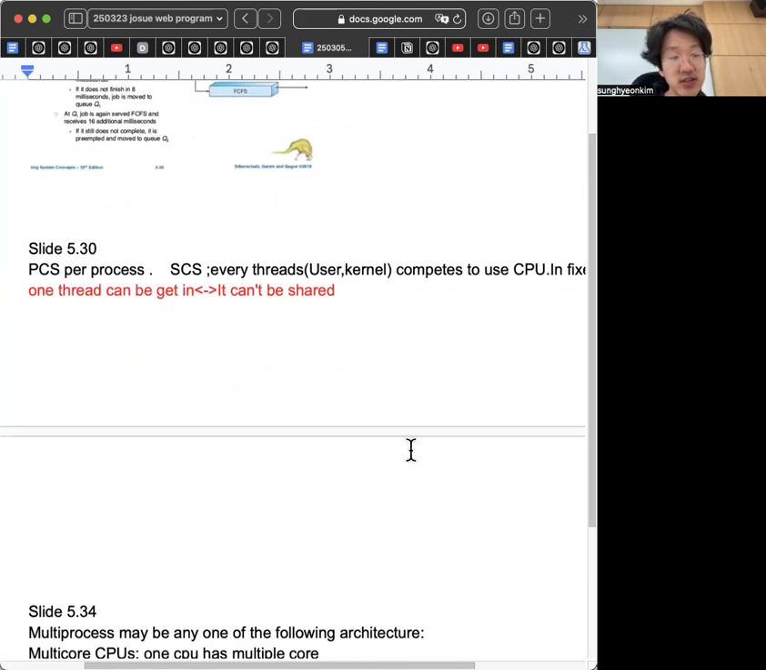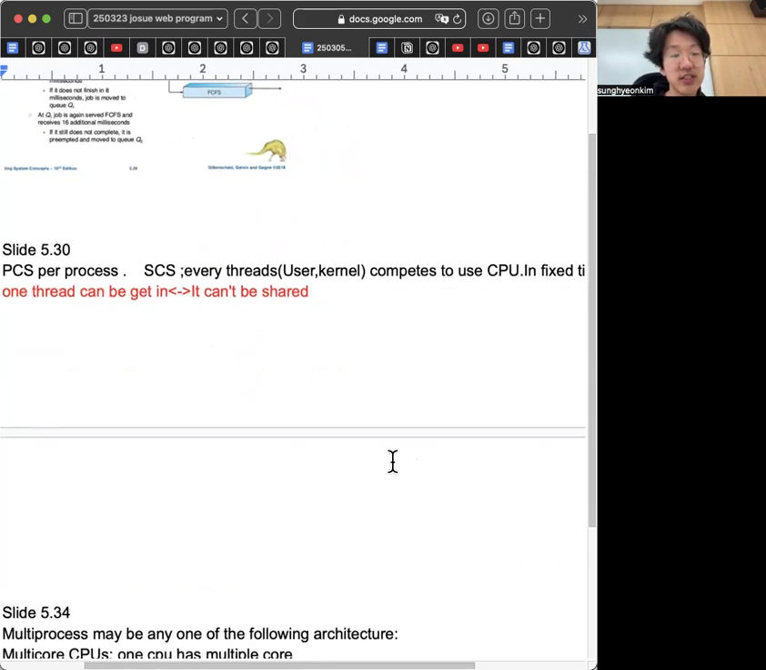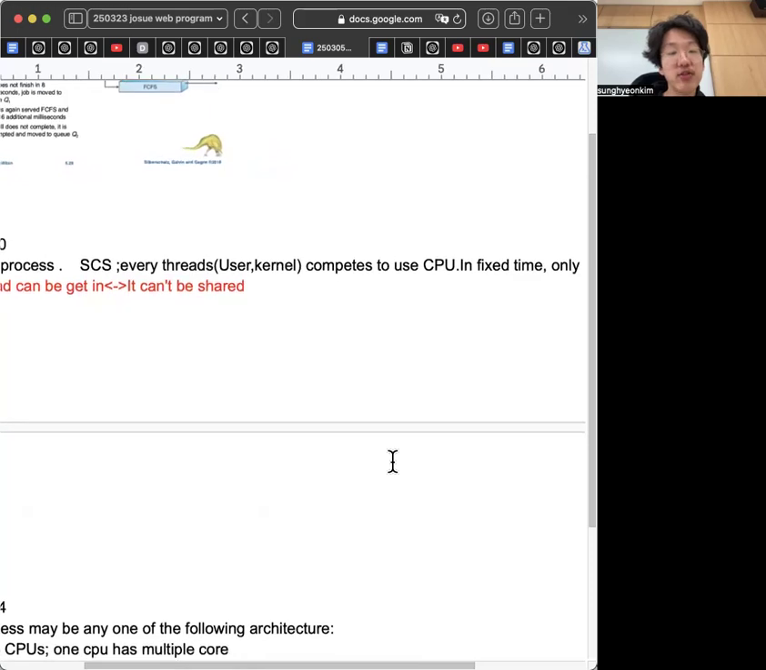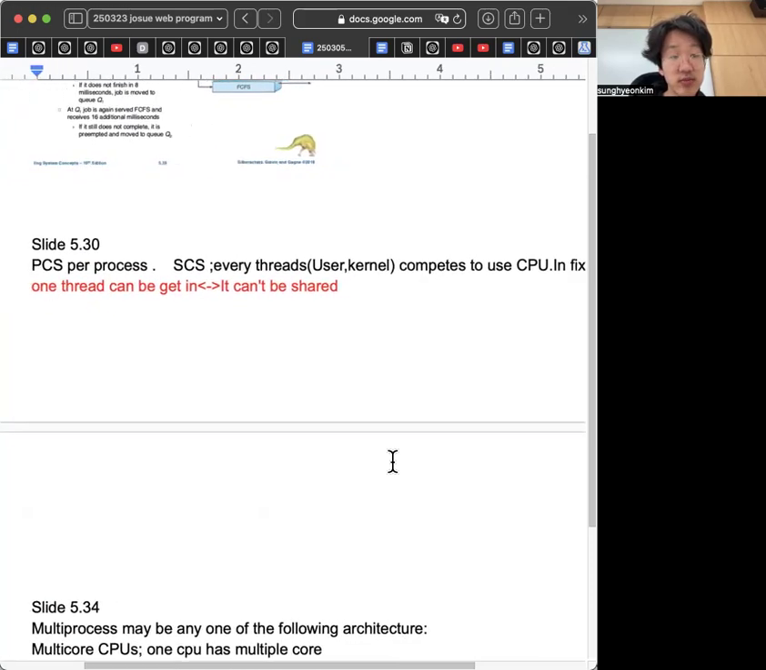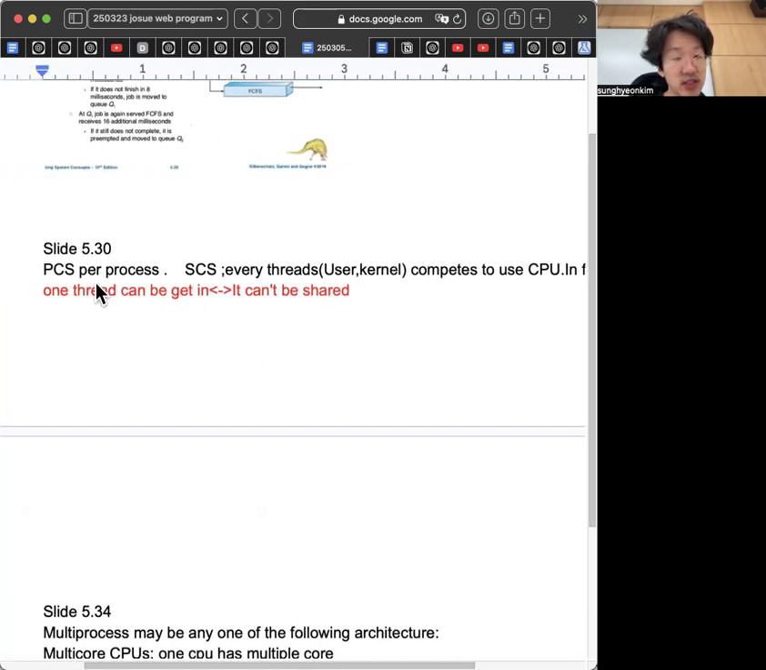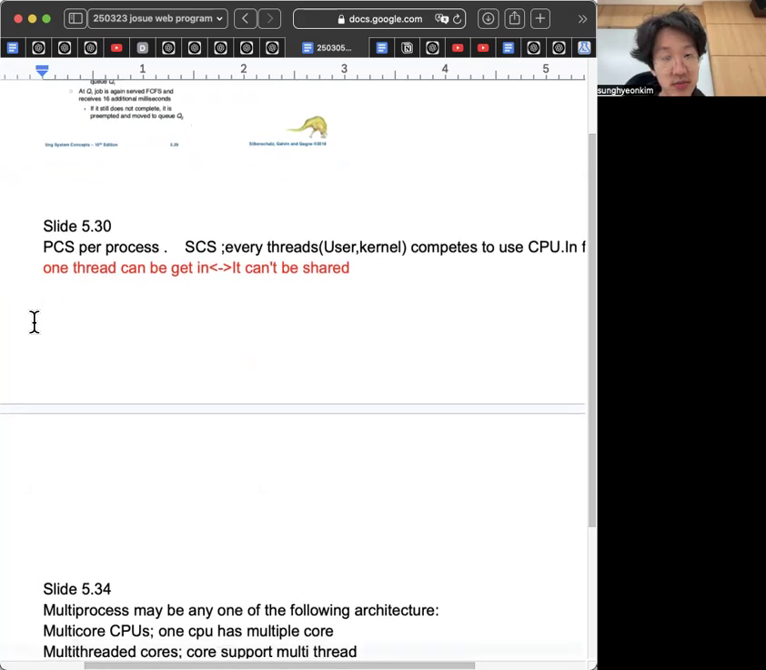And for the PCS and SCS difference, PCS is per process and SCS is per every thread competing to use the CPU. The important thing is only one thread can get in, so we cannot say they are sharing it. They are competing with each other.